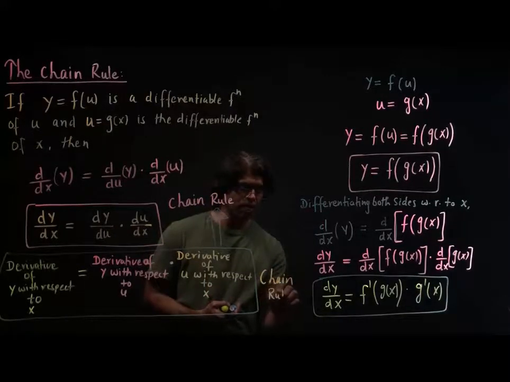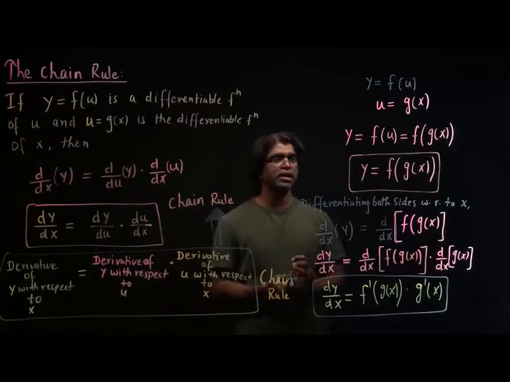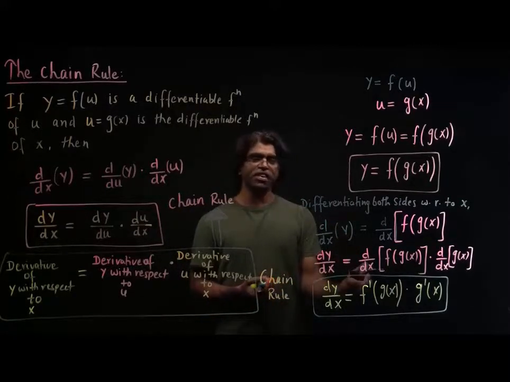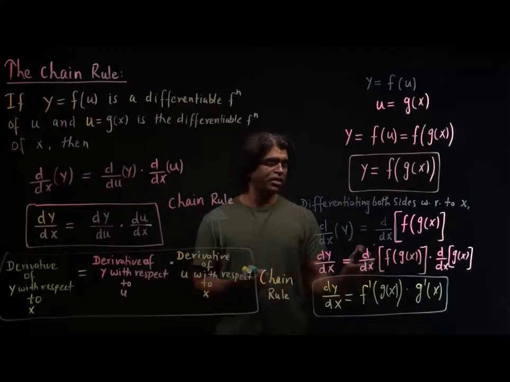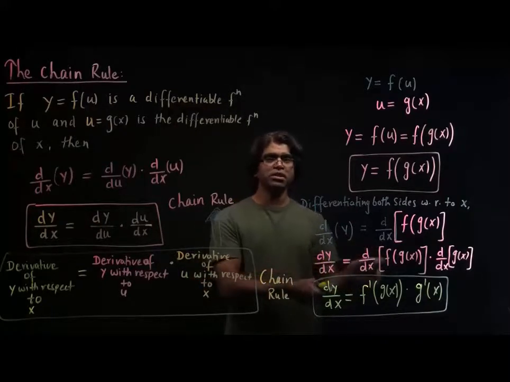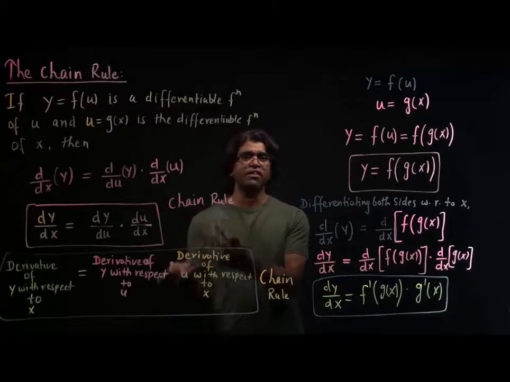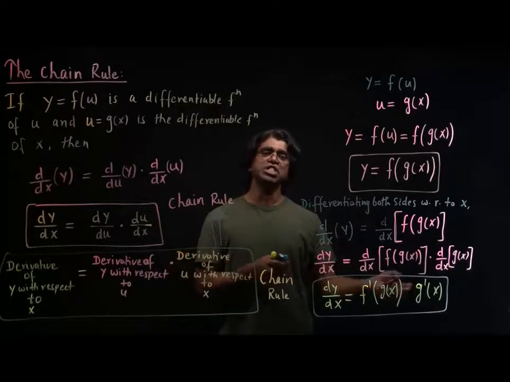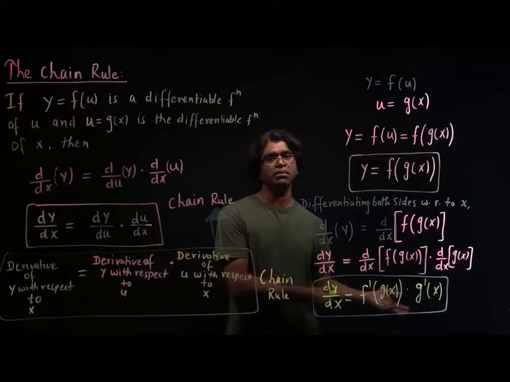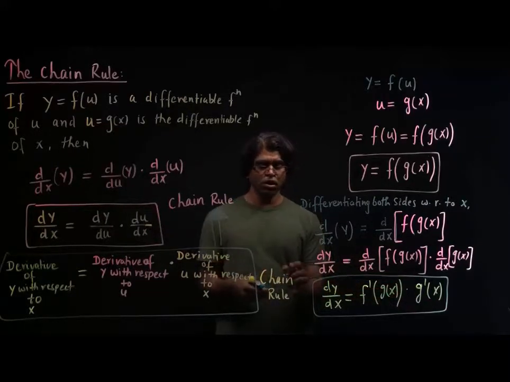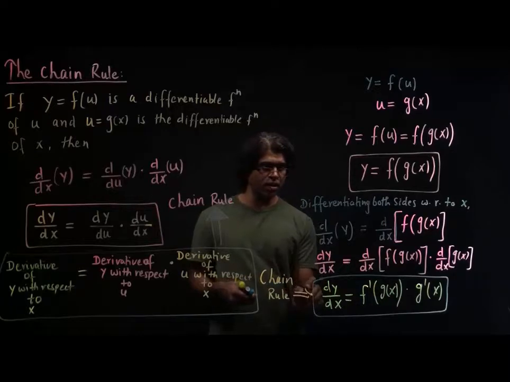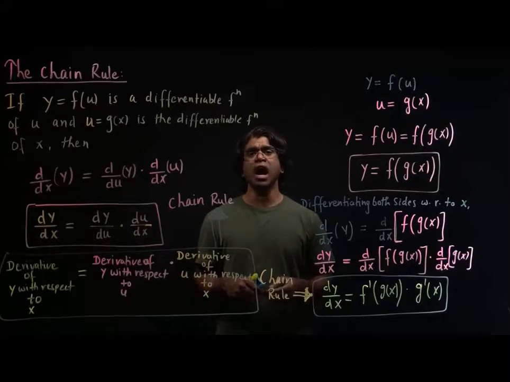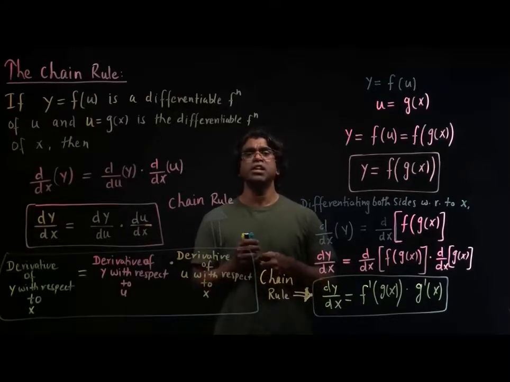The reason why we call it the chain rule is that I am differentiating the function f with respect to u, which is basically the first part of the function, because f is a function of u, and then I am differentiating g, which is the function of x. So this rule is basically known as the chain rule. And this is how we explain the chain rule for differentiation.